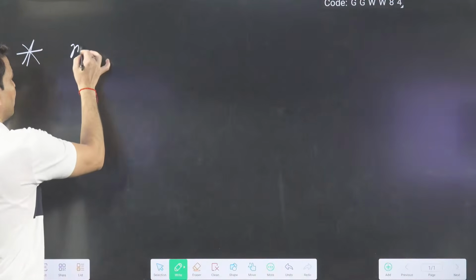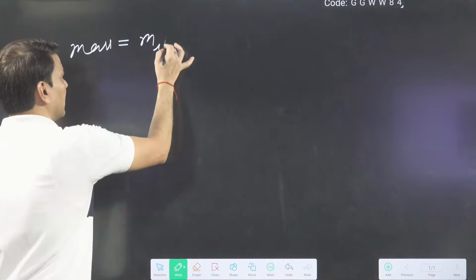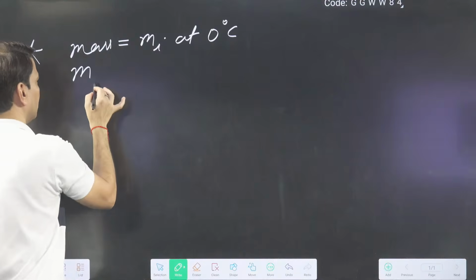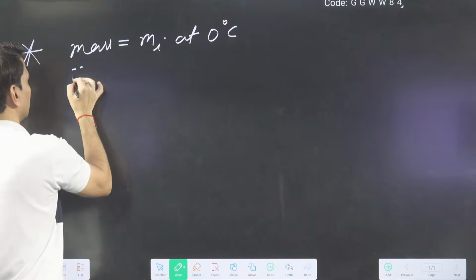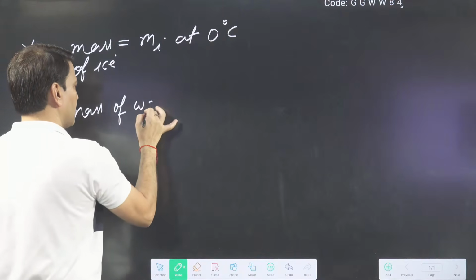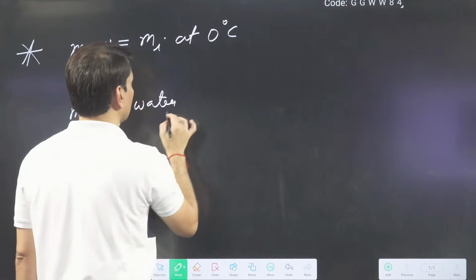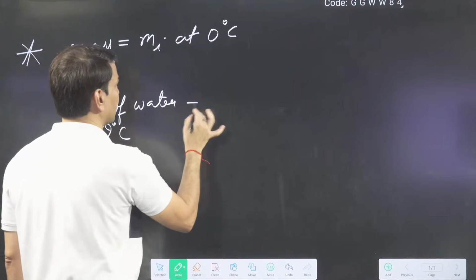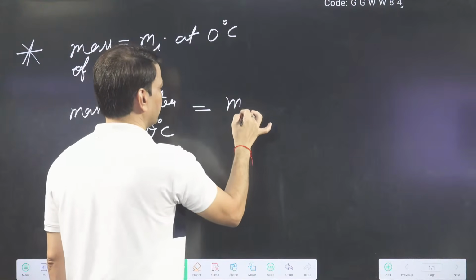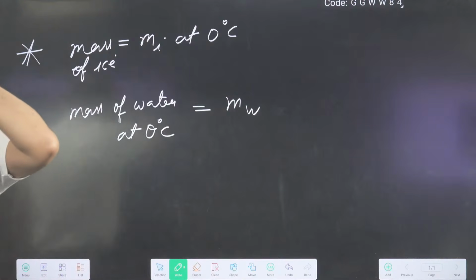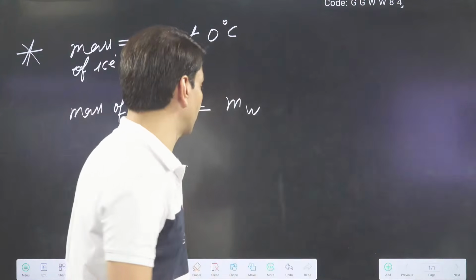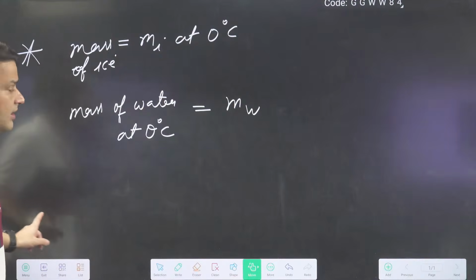Suppose the mass of ice I am giving is Mi, at 0 degree C, and the mass of water is MW, at theta degree C. So the mass of water I am taking is MW and the mass of the ice is Mi. If you have to find only the final mixture temperature, then calculate the two products.